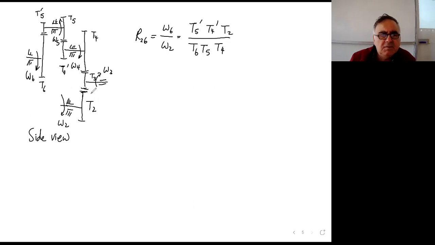In general, first of all, T3 is an idler gear. This has no function really, except for changing the direction, that is. So the teeth of number three is irrelevant here. But if you look at it, T2 drives T3, T3 drives T4. So T4 is the driven. T4 prime now drives T5. T5 prime drives T6.